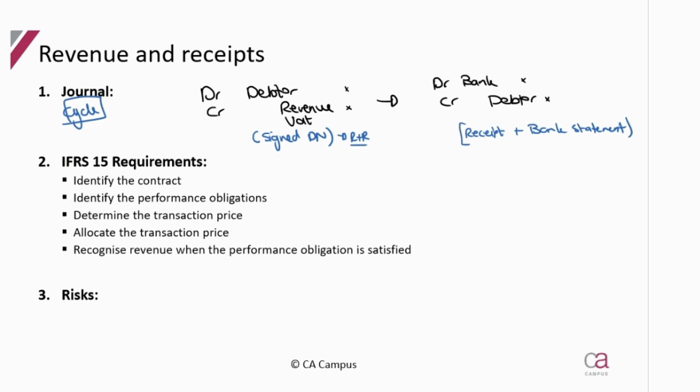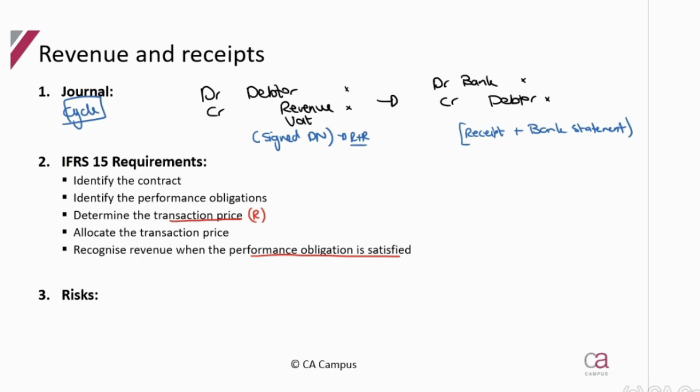So what are your IFRS requirements for recording revenue? Guys, we're dealing with IFRS 15, and it says you need to identify the contract, identify the performance obligations, determine the transaction price, which is now going to be the rand amount, allocate that transaction price, and then recognize revenue when the performance obligation is actually satisfied. So these are the requirements that need to take place in order for revenue to be recorded.